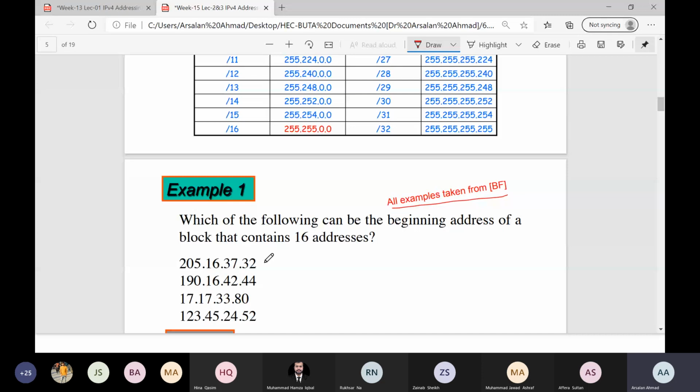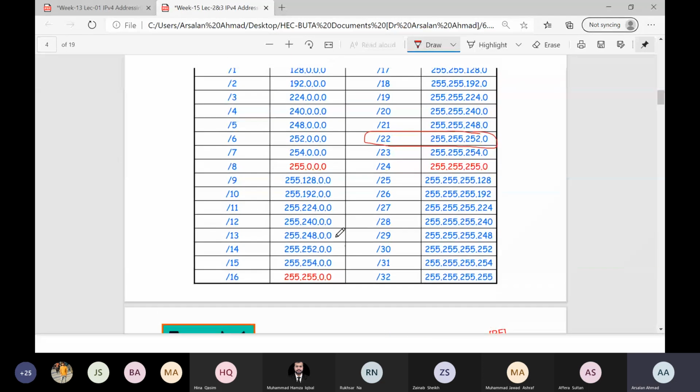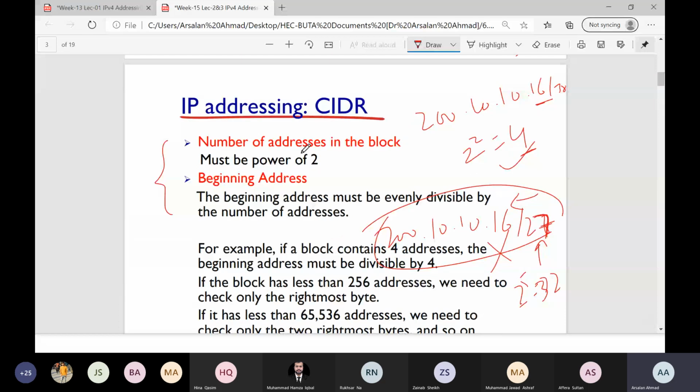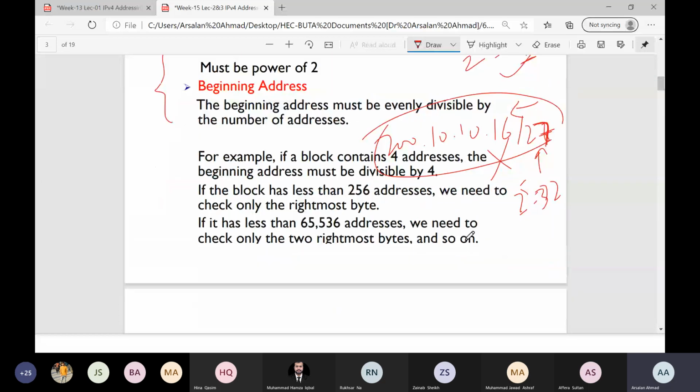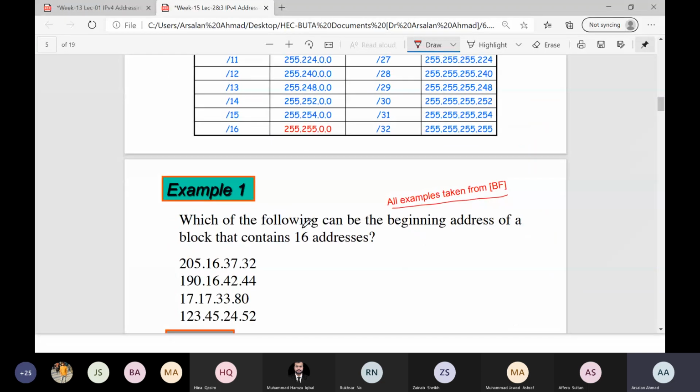Because now again back to the rule. I will answer your question as well, the one who asked the question, I think Zainab. Two rules. Rule number 1 is that the number of addresses must be a power of 2. We are already given 16 addresses, which is already a power of 2. And the beginning address must be evenly divisible by the number of addresses. The beginning address, this is the beginning address.